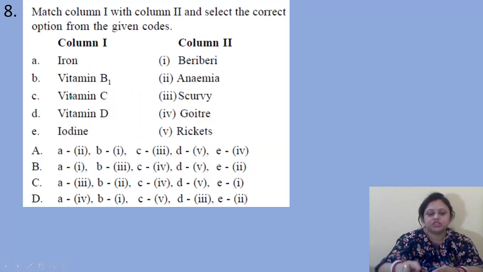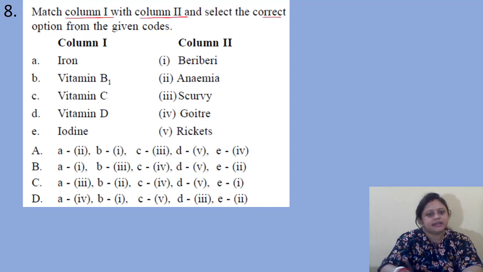Coming to the next question, match column 1 with column 2 and select the correct option from the given options. In column 1: iron, vitamin B1, vitamin C, vitamin D, iodine. In column 2: beriberi, anemia, scurvy, goiter, rickets. Options are A. A2, B1, C3, D5, E4. B. A1, B3, C4, D5, E2. C. A3, B2, C4, D5, E1. D. A4, B1, C5, D3, E2.